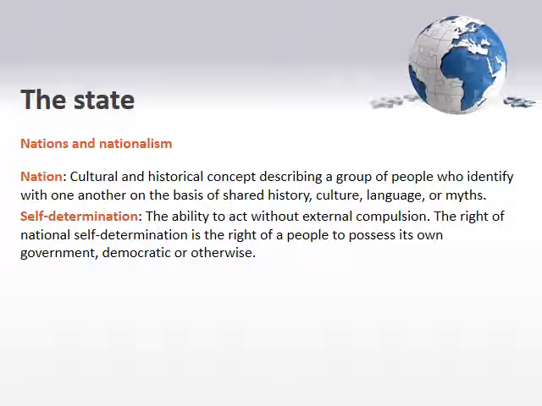Closely intertwined with the concept of the nation is self-determination. There are many nations within the world that don't have their own state. And so a nation will seek self-determination, the ability to possess its own government, and maybe its own territory. And we see that in Palestinian-controlled territories today. We see that in Kurdish-controlled territories, that there are many people seeking self-determination, seeking independence based on their national identity.